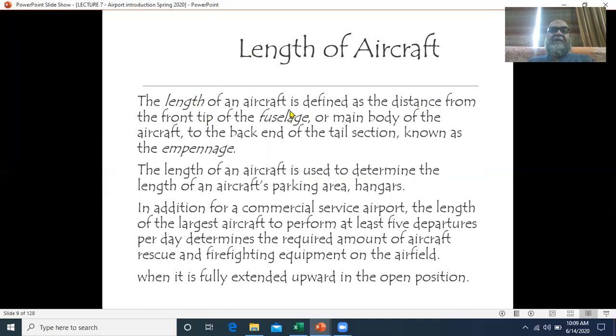The length of an aircraft is defined as the distance from the front of the fuselage or main body of an aircraft to the back end of the tail section. If I define it very simply, it's the distance between the nose and the tail. The length of an aircraft is used to determine the size of aircraft parking areas and hangars. In addition, for commercial service, the length of the largest aircraft performing at least 5 departures per day determines the required amount of aircraft rescue and firefighting equipment on the airfield.